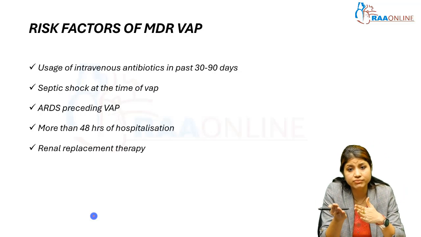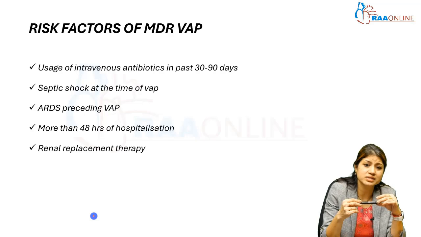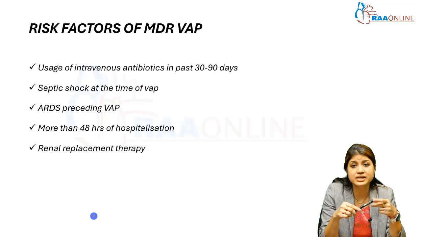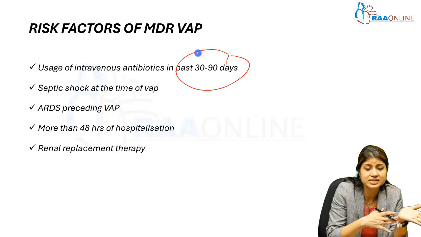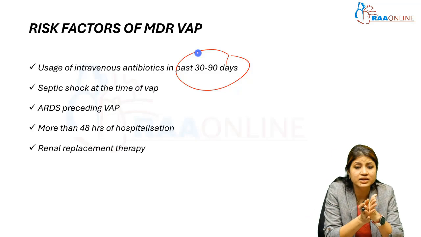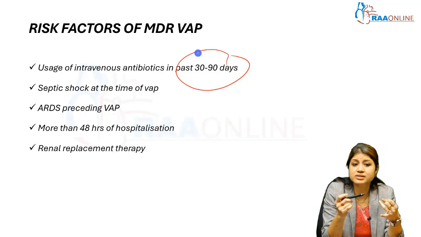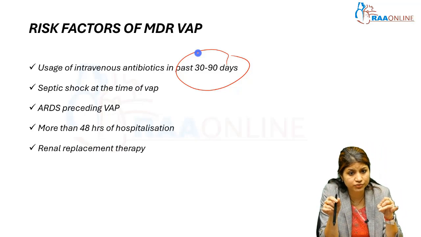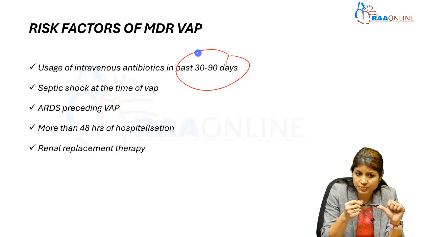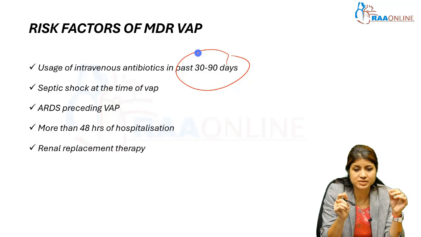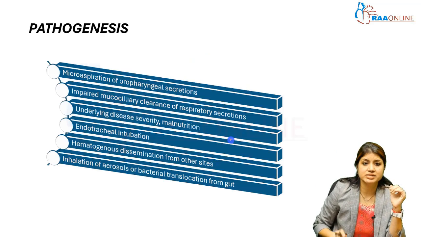Then when do you get multi-drug resistant ventilator-associated pneumonia? This is more or less seen in patients who have been on intravenous antibiotics for 30 to 90 days. This is a broader term because the IDSA defines it as 30 days, while the CDC defines it as 90 days. So, a broader term of 30 to 90 days of intravenous antibiotic usage. There has been septic shock at the time of VAP, or ARDS preceding the VAP, or more than 48 hours of hospitalization, or the patient is on renal replacement therapy. These factors are predominantly for the development of multi-drug resistant VAP.